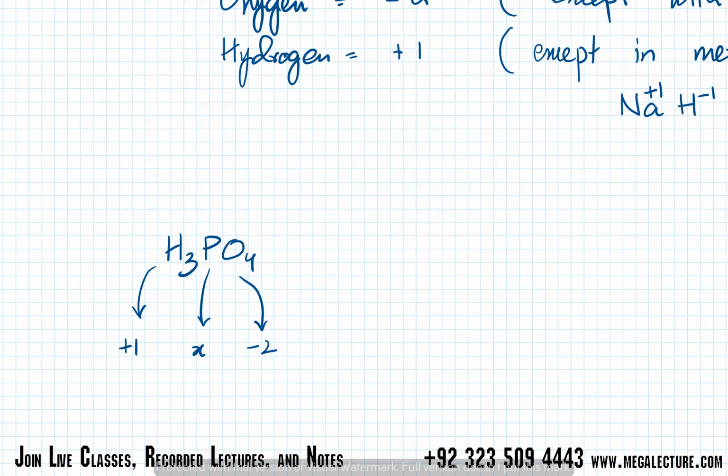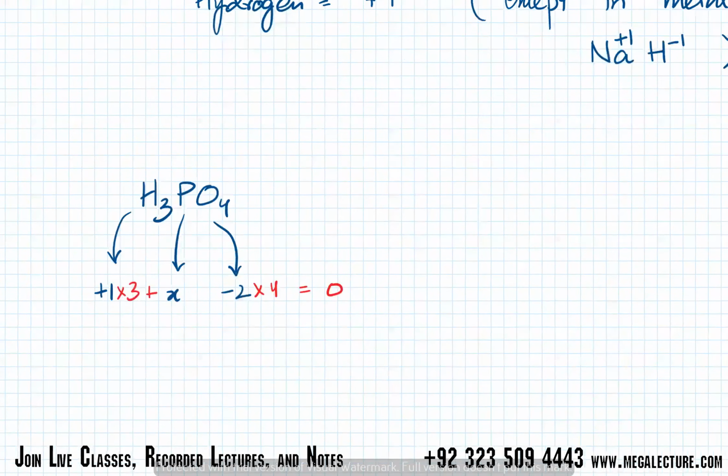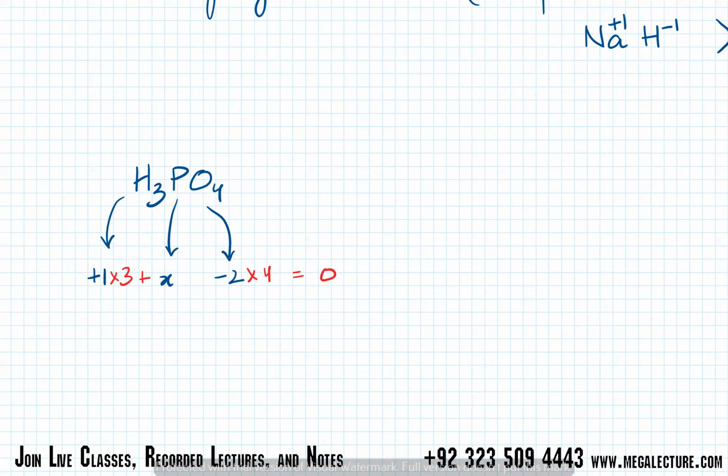You just add up the individual charges. The +1 gets multiplied by 3. Then there is +X, -2 gets multiplied by 4. And you've got 0. I'd say solve karo. Okay, what's the value for X? What is the oxidation state of X? +5. Okay, so X comes out to be +5.